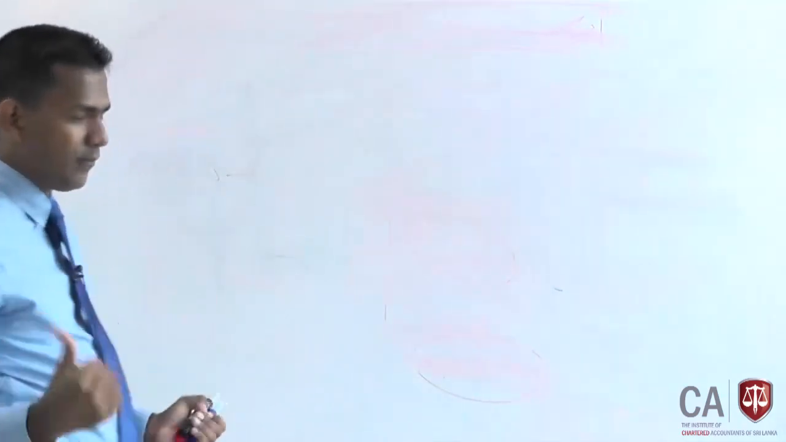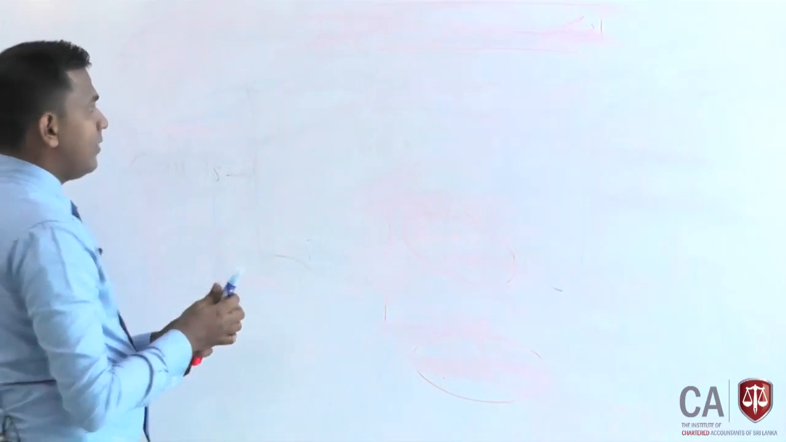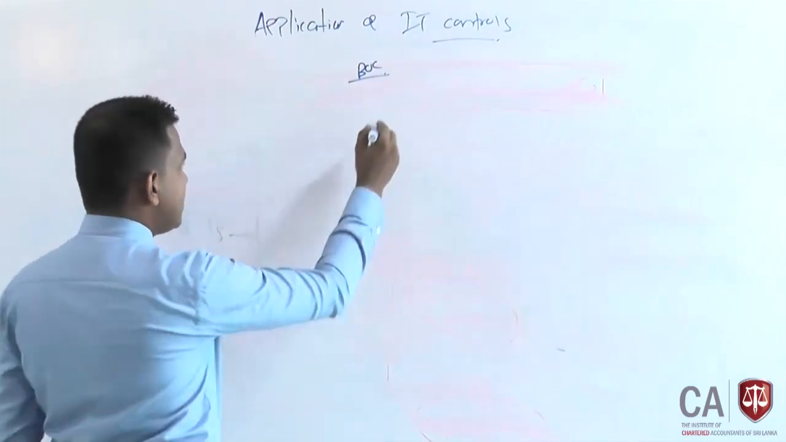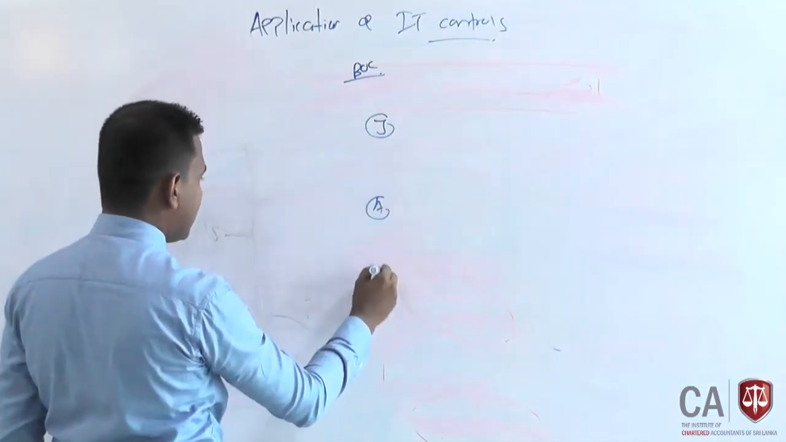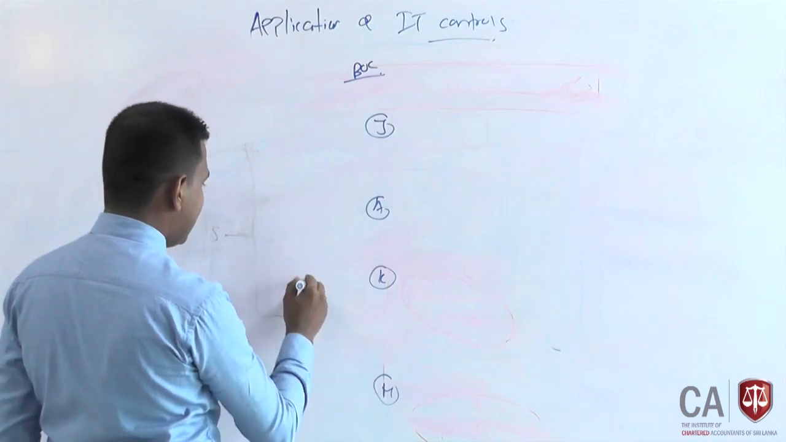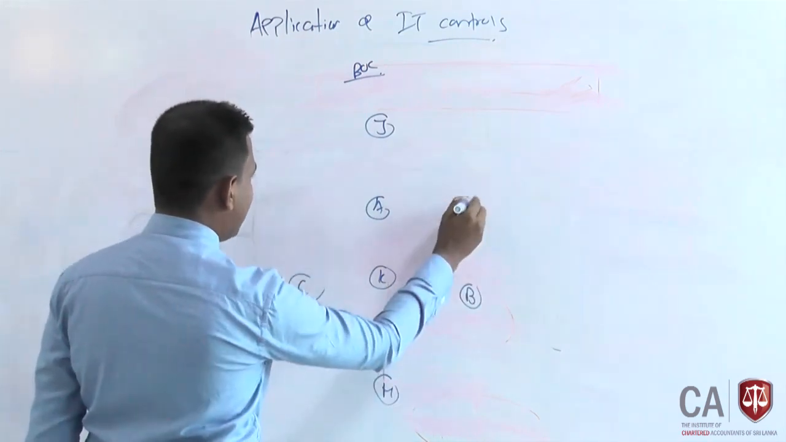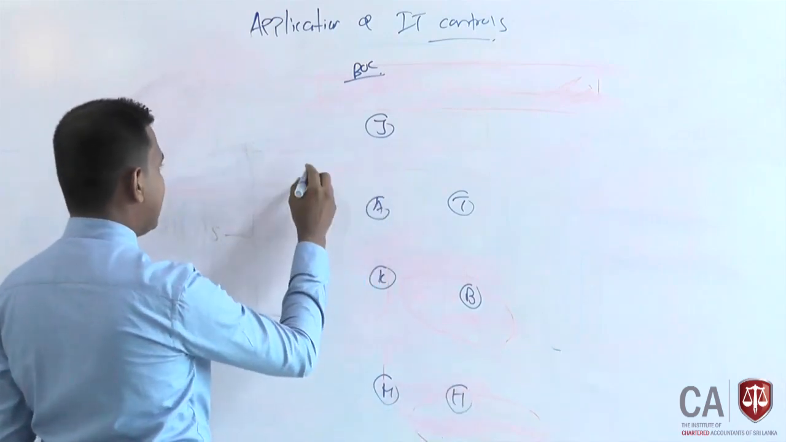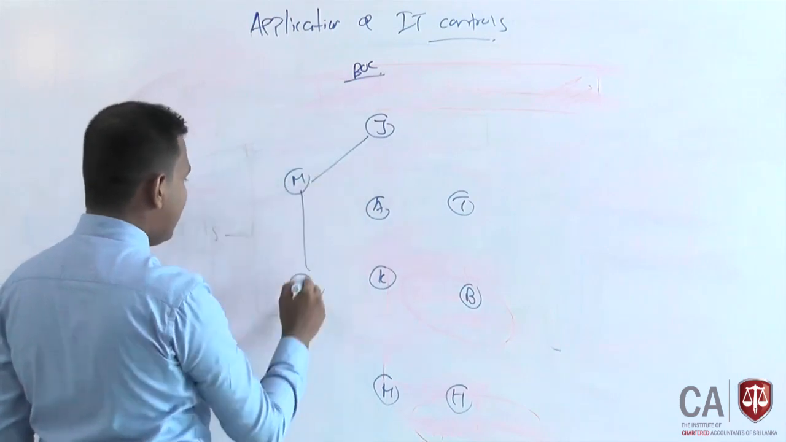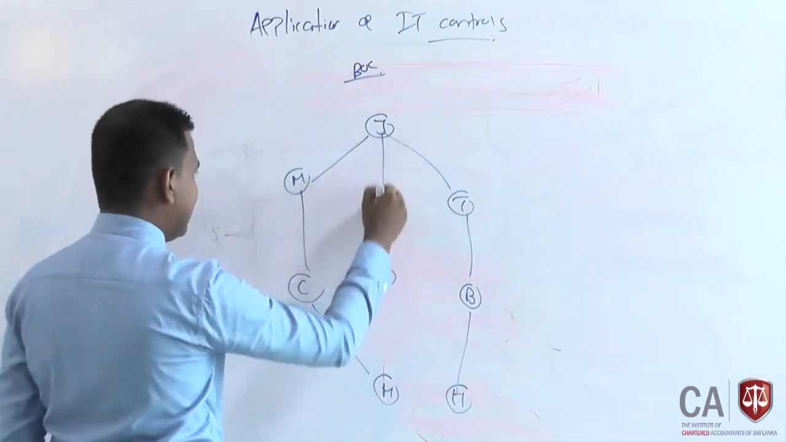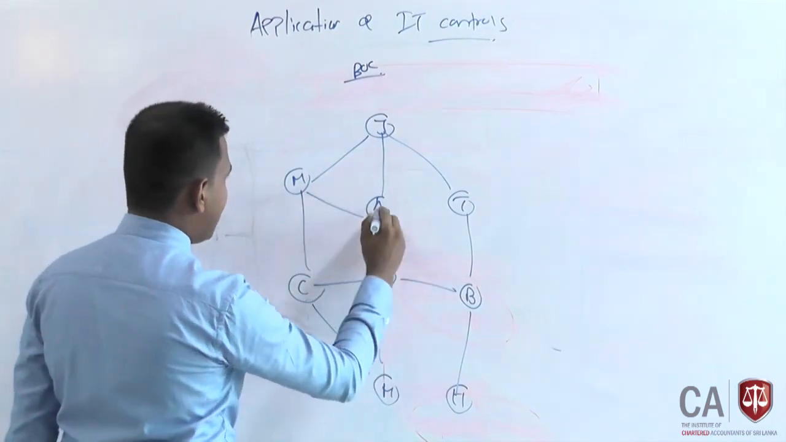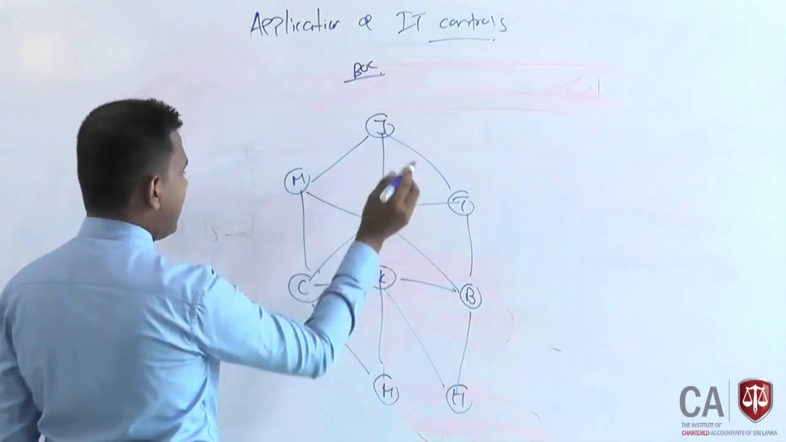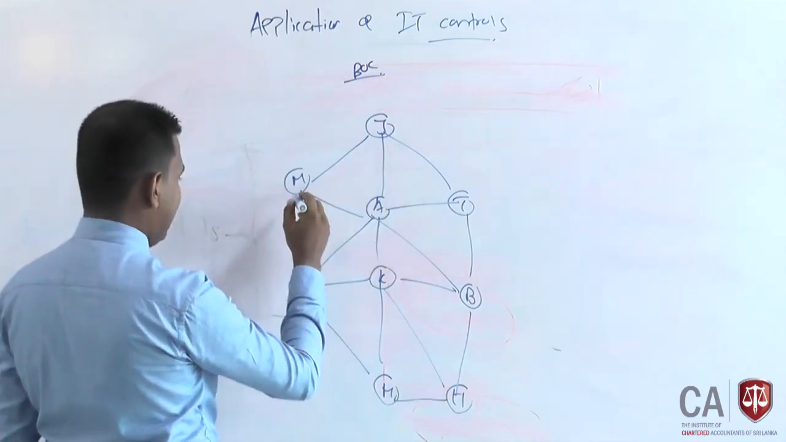I will take another example, a bank example. We will take the Bank of Ceylon, right. I will take the Bank of Ceylon branches: Jaffna, Anuradhapura, Kandy, Matara, Colombo, Batticaloa, Trinco, Hambantota, Mannar. You see, all these branches are interconnected.